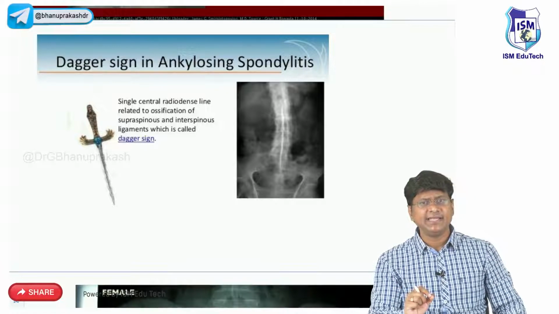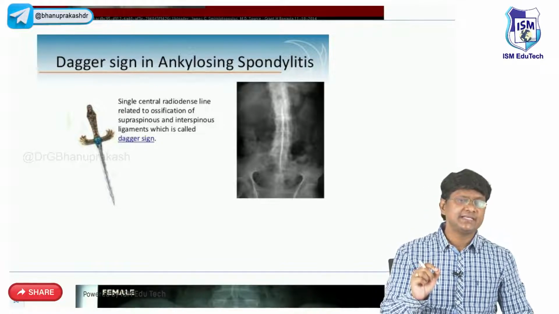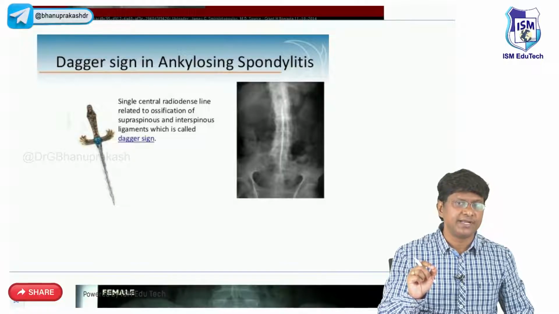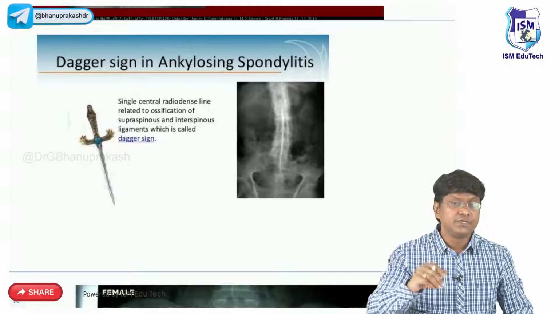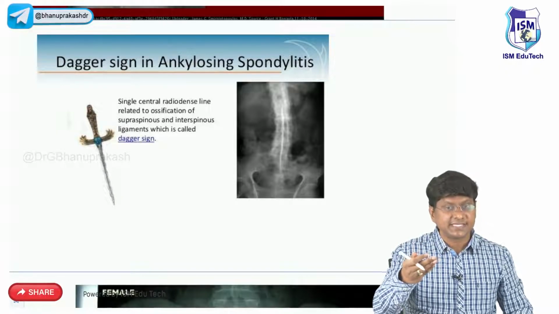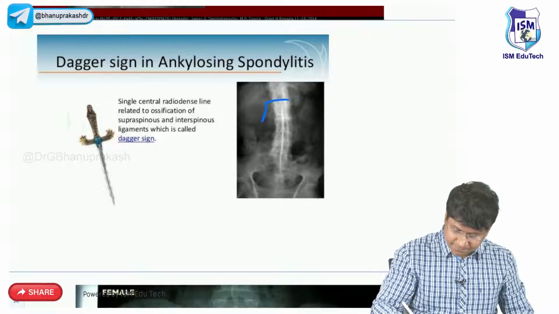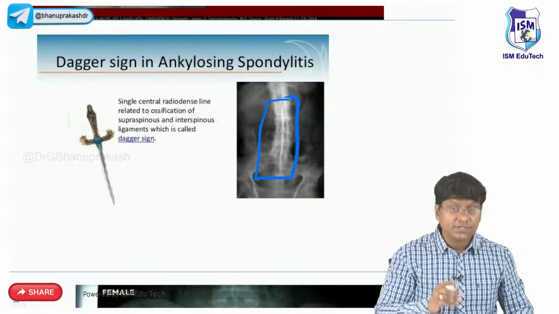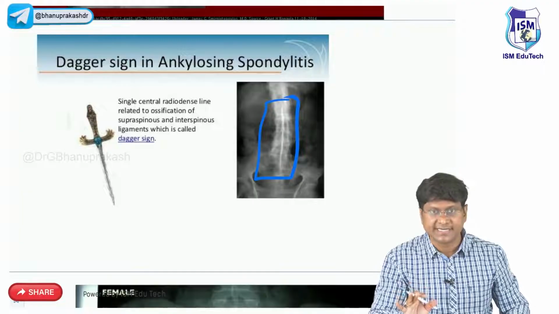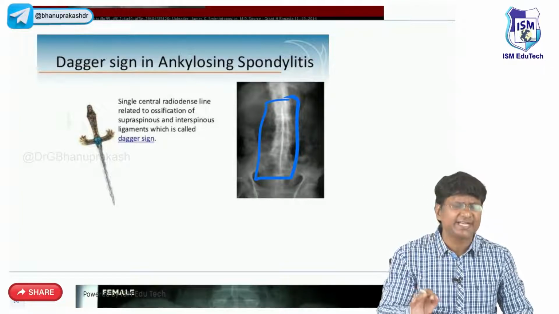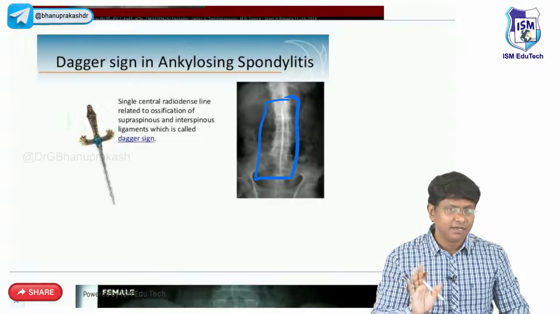So what exactly is the dagger sign? See, the dagger sign in case of ankylosing spondylitis is nothing but the ossification of the supraspinous as well as the interspinous ligaments. Right? The ossification of the supraspinous and interspinous ligaments. That is what is called the dagger sign. That is very classical, and many times it has been asked in the previous years.